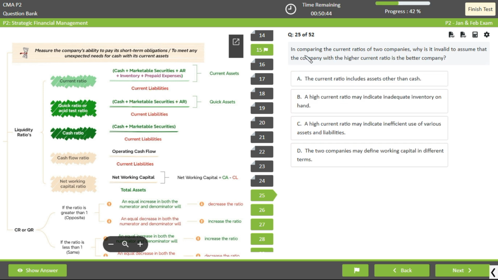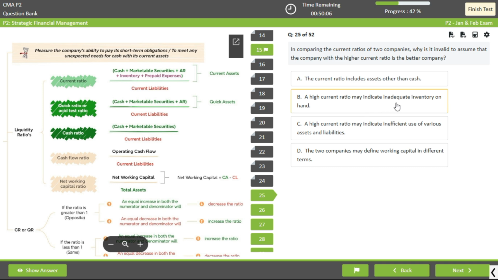Next, in comparing the ratios of two companies, why is it invalid to assume that the company with the higher current ratio is the better company? The current ratio includes assets other than cash. This is the correct option, because the current ratio includes other assets other than cash: we have cash, marketable securities, accounts receivable, inventory, and prepaid expenses.